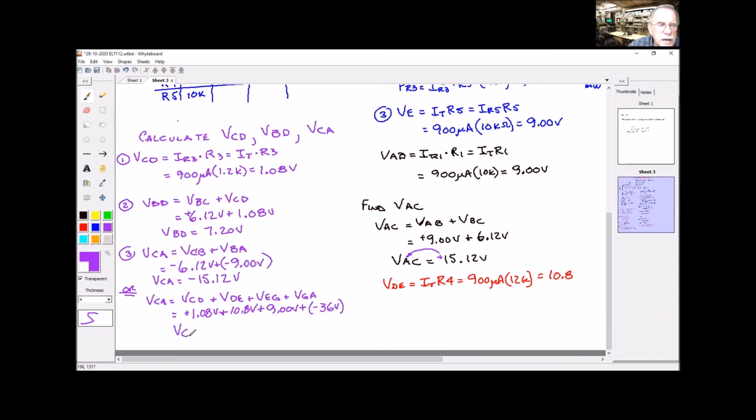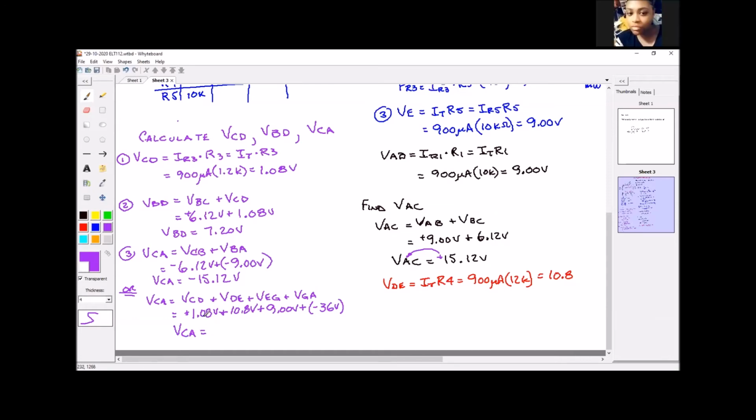That means VCA is going to be how much? If you add these and then subtract it from 36? 0. Nope. Because it only adds up to zero if you add all the voltages around the loop. We did not add all the voltages around the loop. We left 2 resistors out.